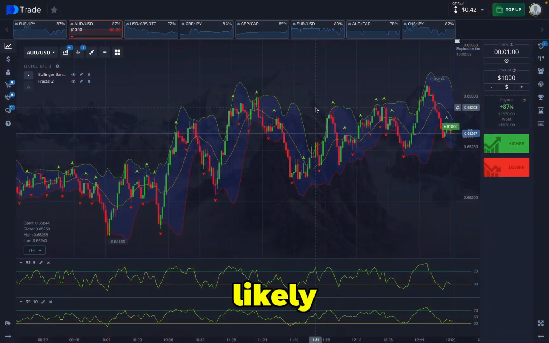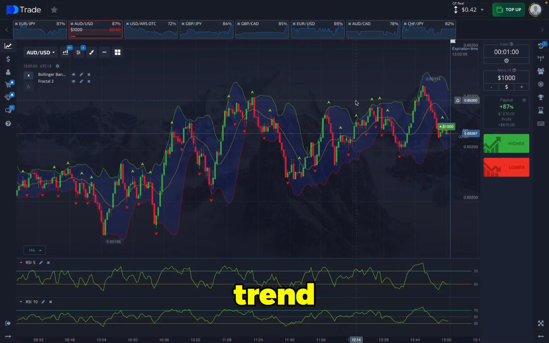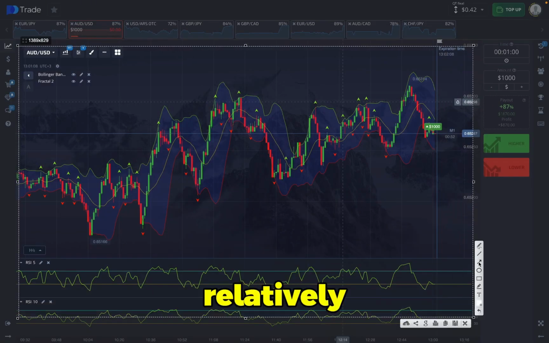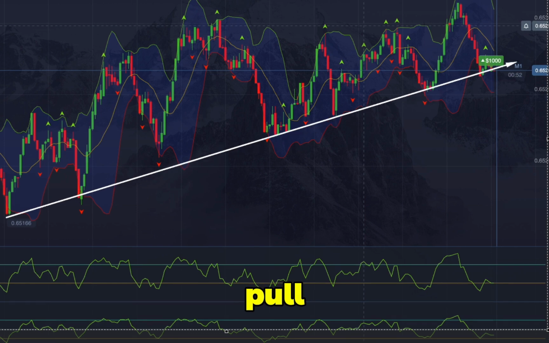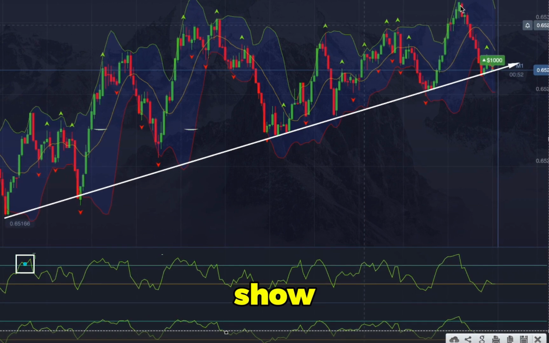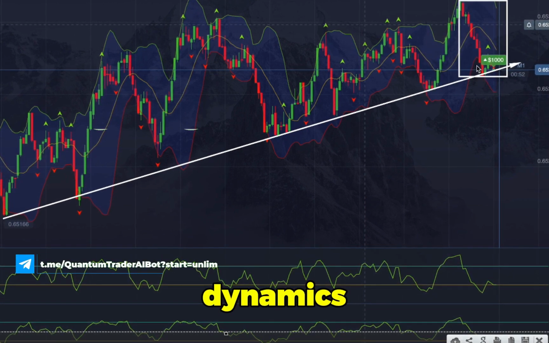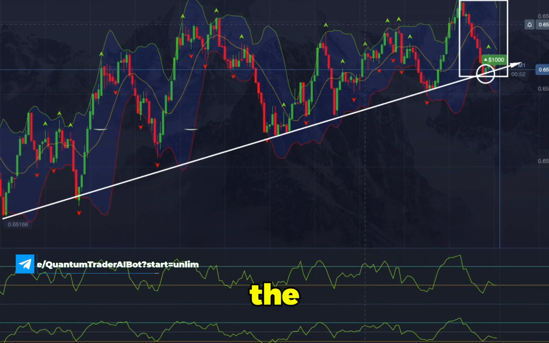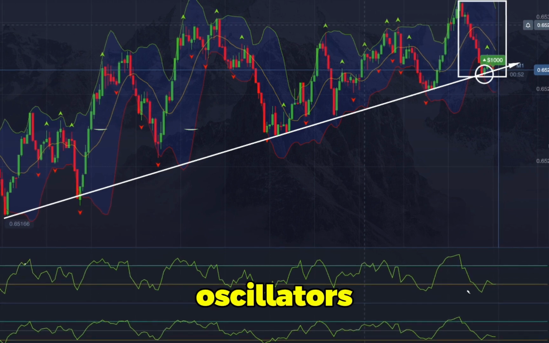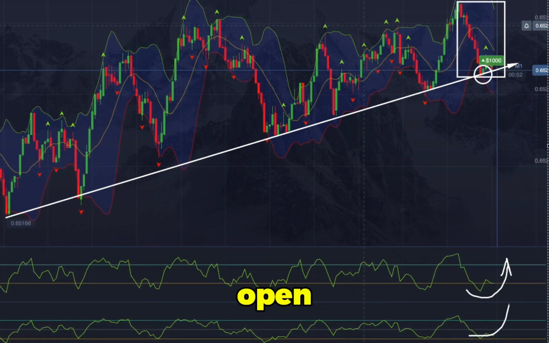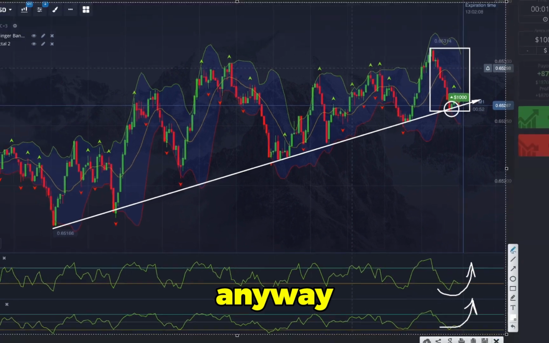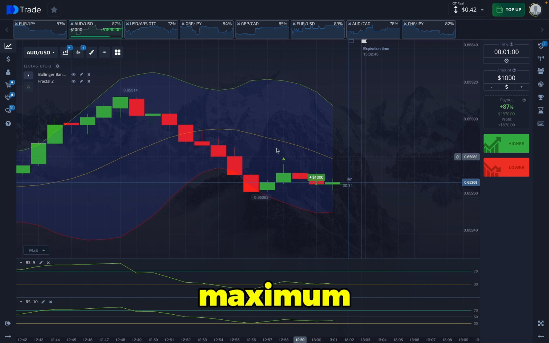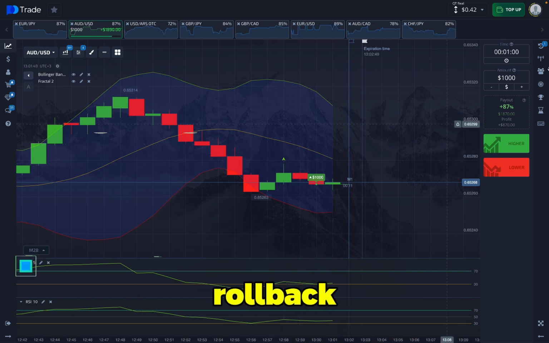And here I will most likely open a deal to increase in the direction of the trend, highlight the workspace. We have a pretty strong pullback and we have a relatively good entry point. After this pullback and touching a new local minimum, which in fact should show us a fractal, further dynamics should go up. I also pay attention to the oscillators and see that we are moving out of the oversold area for both oscillators. So in this case, I will open the deal anyway to increase, despite the fact that here we have updated the local maximum for the fractal. And in fact, our rollback may have already ended.